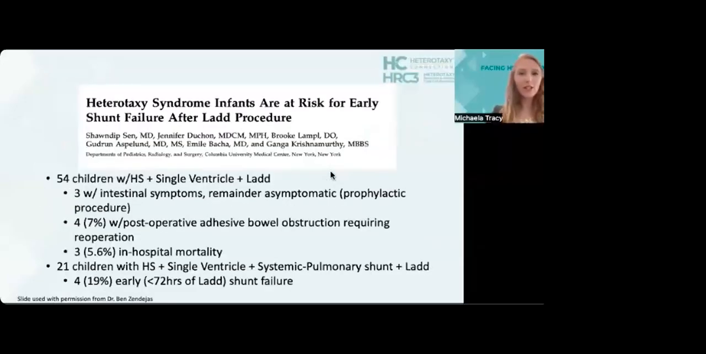And then lastly, there's been research into whether undergoing a Ladd's procedure puts these infants at higher risk for early shunt failure. This followed two groups of patients. The first was 54 children who had heterotaxy syndrome and single ventricle physiology who had a Ladd's procedure. Of the 54, only 3 had symptoms, so the rest were prophylactic. 7% had to go back to the OR for a bowel obstruction, and almost 6% had in-hospital mortality. And then there were 21 children who had heterotaxy, single ventricle physiology, and a systemic pulmonary shunt who had a Ladd's procedure. And 20% of those had early shunt failure after their Ladd's, again showing that this is a high-risk procedure for this group.